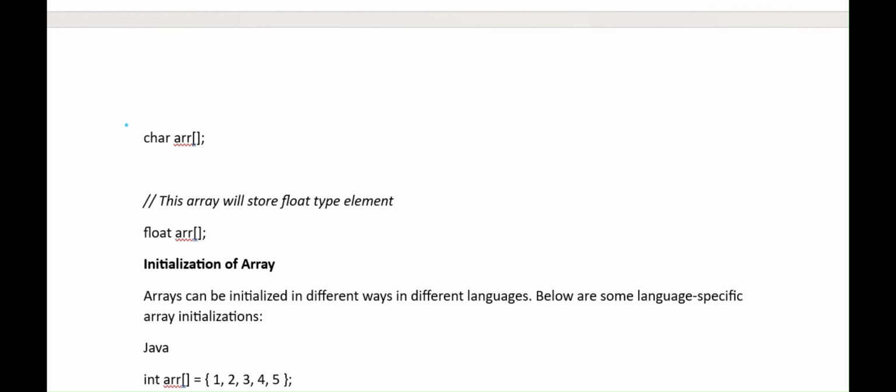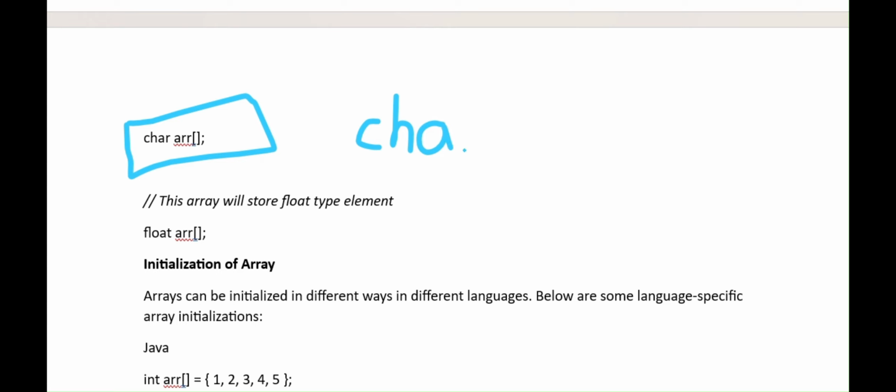For character data type, we declare the array as char. First, we write the character data type, that is char. Next, the array name. For float, we declare it as float. In this way, we declare an array.